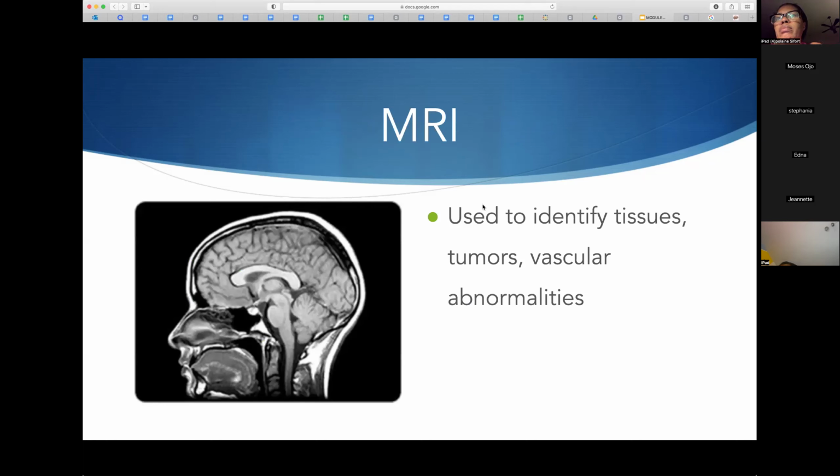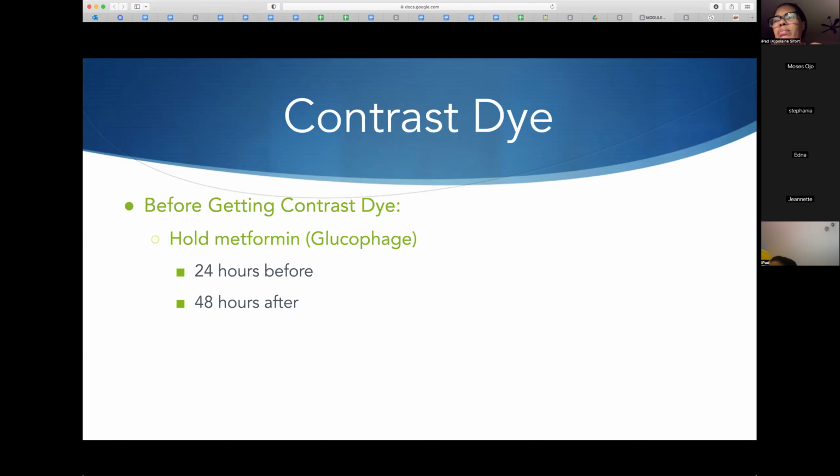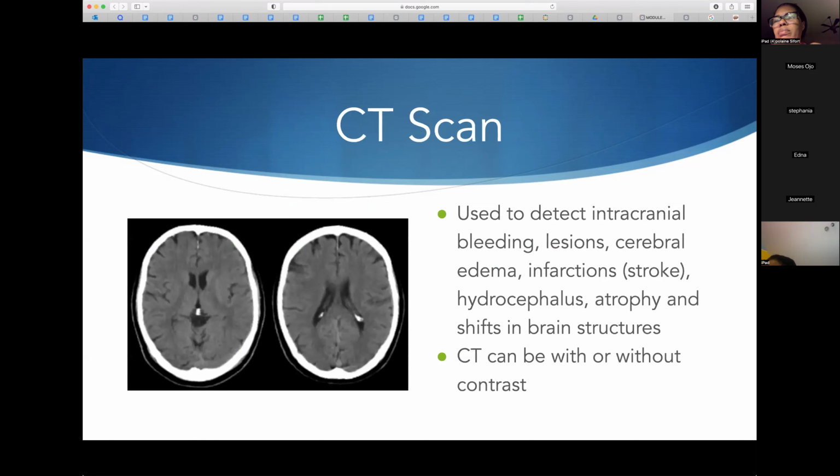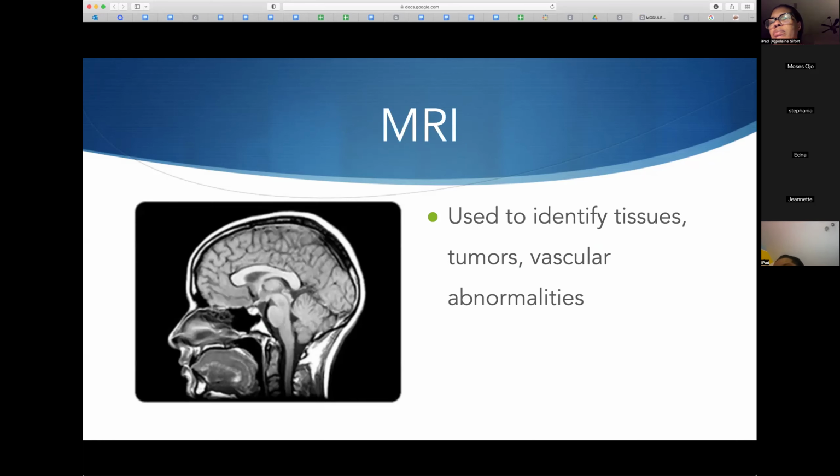Next up is MRI. MRI is used to identify tissues, tumors, vascular abnormalities. Let me show you a picture. With a CT scan, you see the pictures in slices. When you're in the room with the radiologist, as they click through, they see it slice by slice by slice. Versus MRI, you can see the whole image.